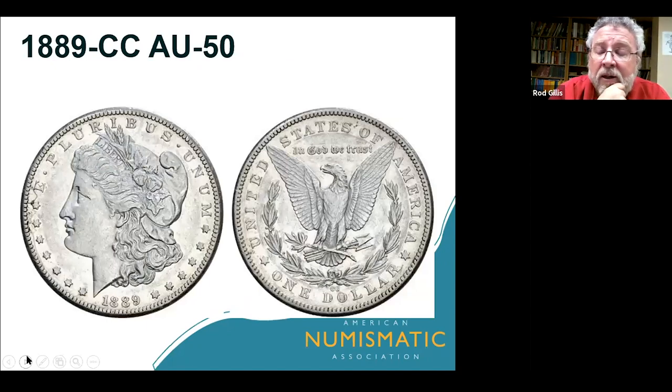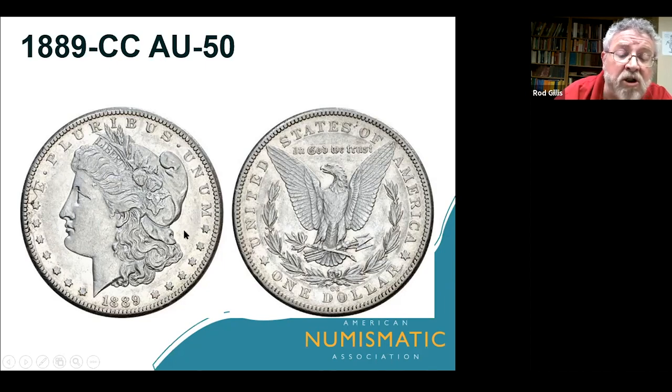Okay. So here's an example of an 1899-CC dollar, AU. There is some wear right here. It's a change in color. This is not because of a weak strike. There's a little bit of wear here. There's loss of luster right here. Okay. And loss of luster right here.